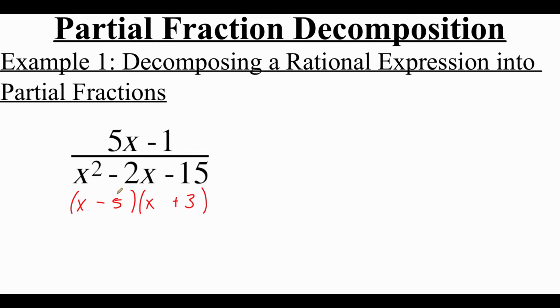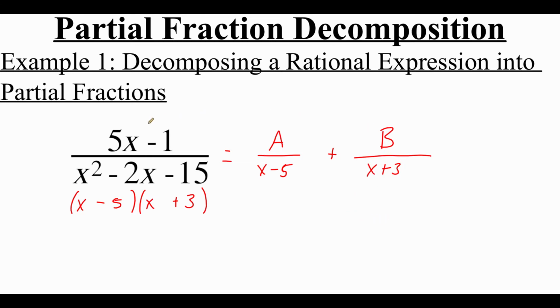Now these factors are going to be really important to us because as we're looking at splitting up this rational expression into these smaller partial fractions, we're going to use those factors as the denominators of our new fractions. So I'm going to put the x minus 5 on the bottom of the first fraction and the x plus 3 on the bottom of the second fraction. Now we don't know what the numerator is yet, so I'm just going to throw some general variables up there. So I'm going to put a letter A on top of this x minus 5, and I'm going to put a B on top of this x plus 3.